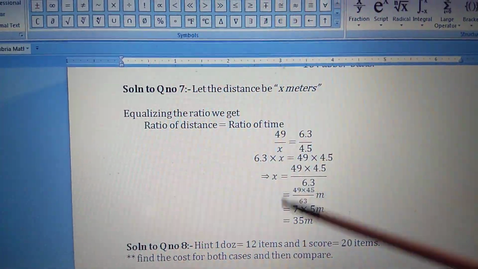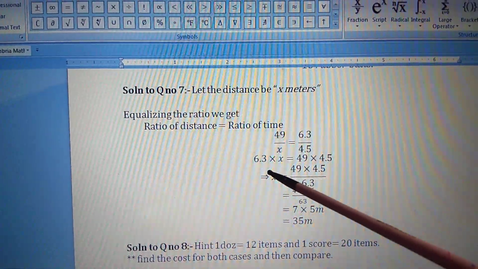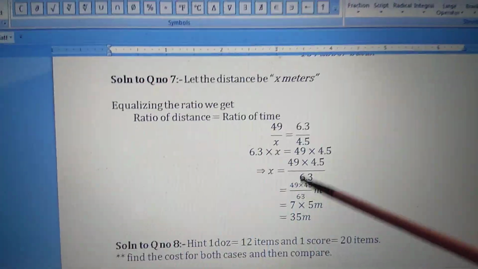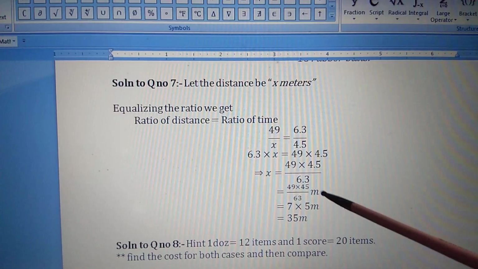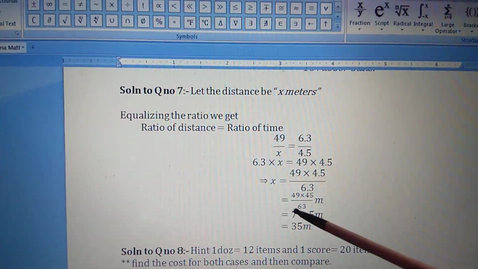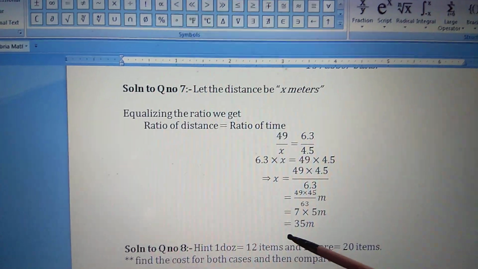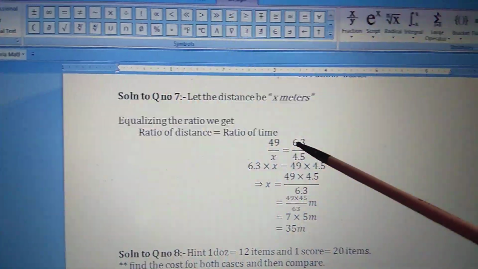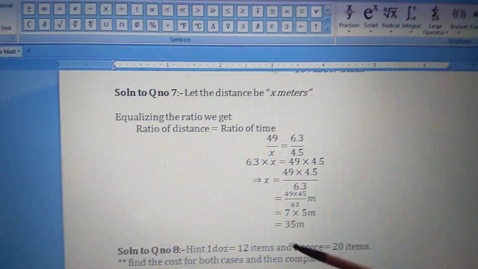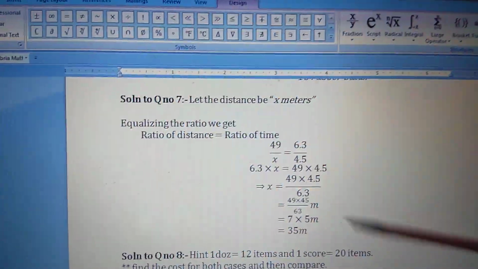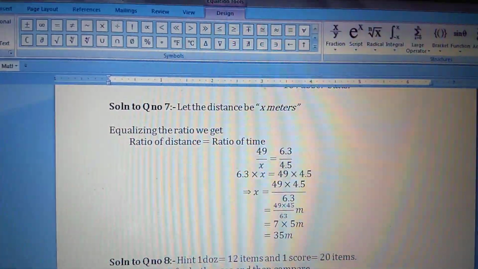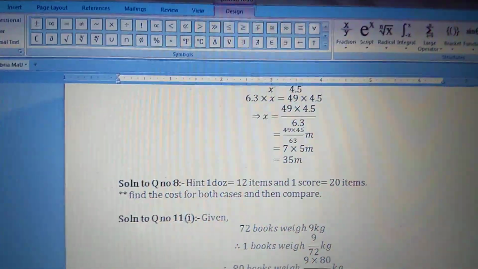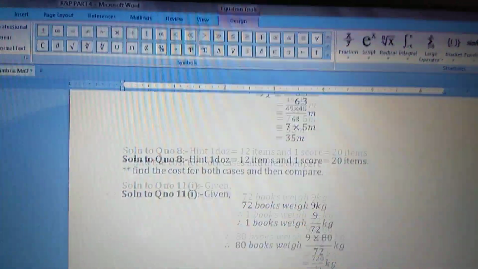Again I have followed the transposition rule. 6.3 is multiplied here; on this side it has gone and become divide. Now the decimals of both get cancelled, and here is just a simple calculation. I have simplified them and I have got the answer as 35 meters. So the result is, in 4.5 seconds the boy can run 35 meters. I hope my explanation and the concept I have given is clear to you all. The remaining problems you can solve by yourself.